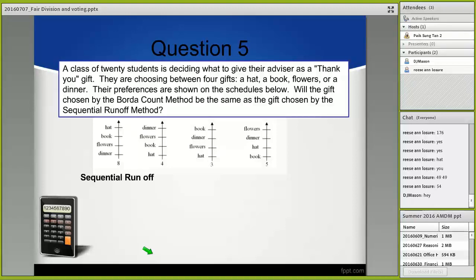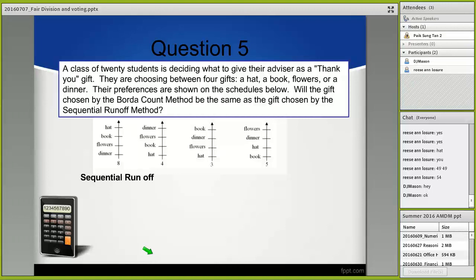We are working on some sequential runoff questions. All right, first, in our sequential runoff, first we are doing runoff, right? So we know some of them will be eliminated. Okay. Runoff.